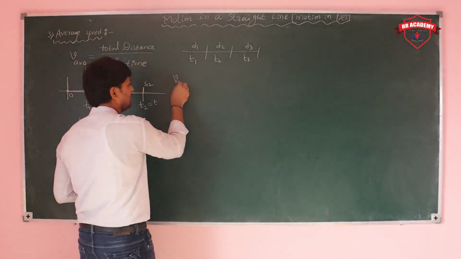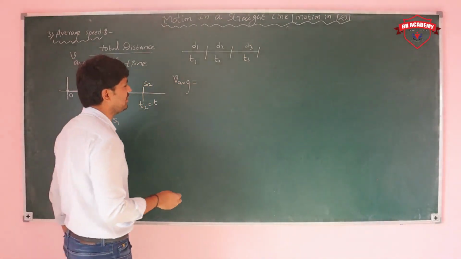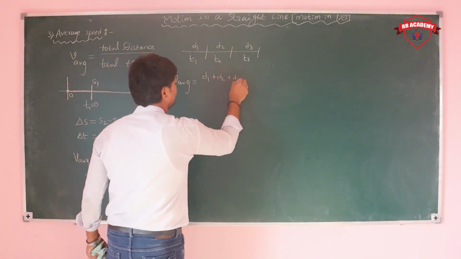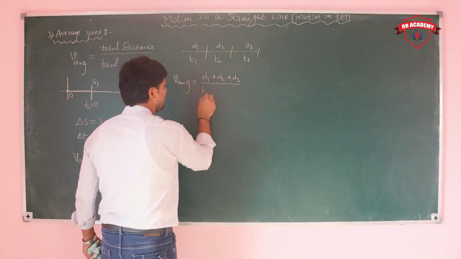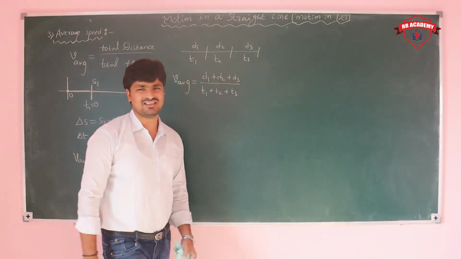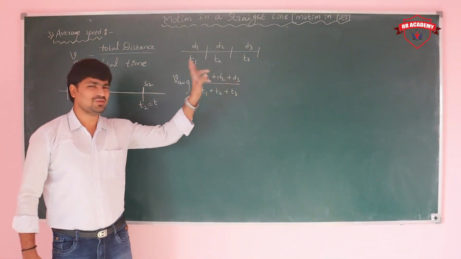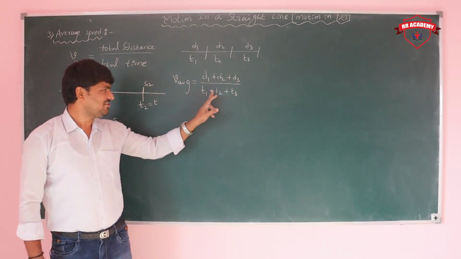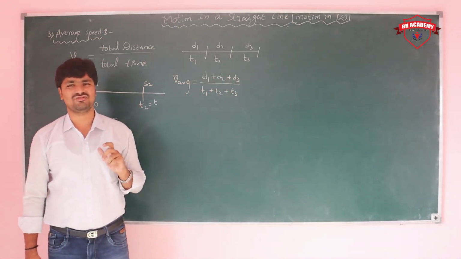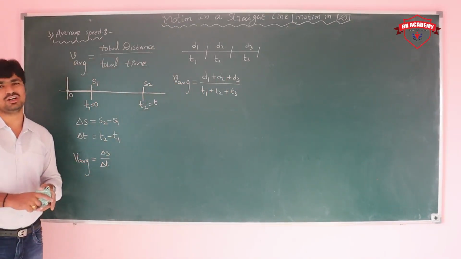Here we simply take the average speed as total distance upon total time. Total distance, how much here? Simply d1 plus d2 plus d3, upon t1 plus t2 plus t3. Total distance is d1 plus d2 plus d3, total time is t1 plus t2 plus t3. Like that we can write the average velocity, as total distance upon total time.